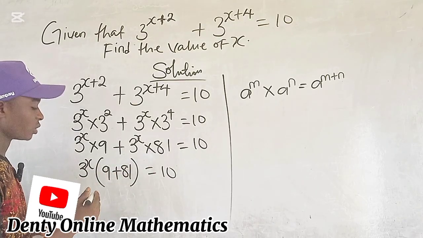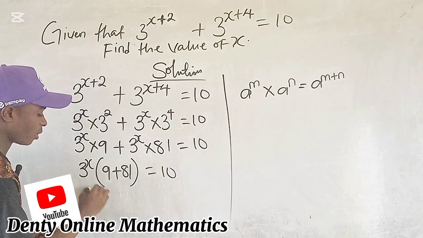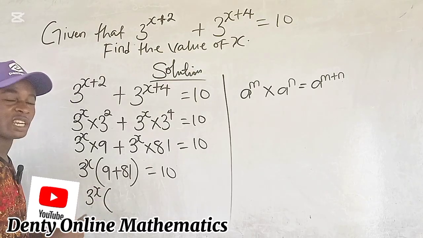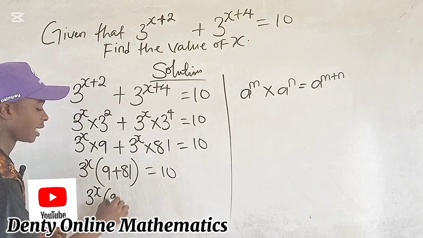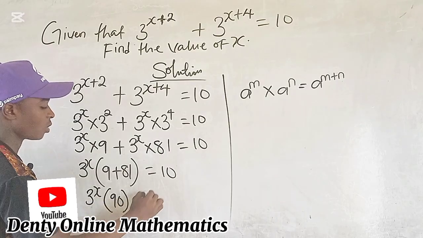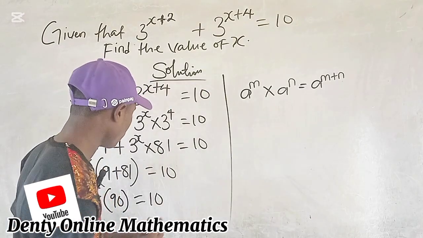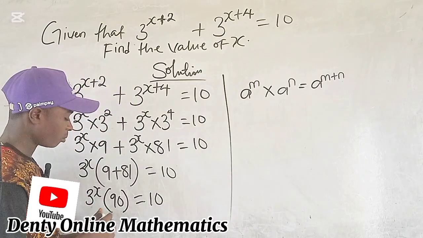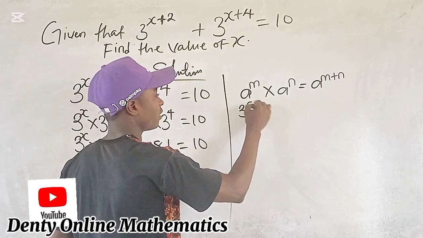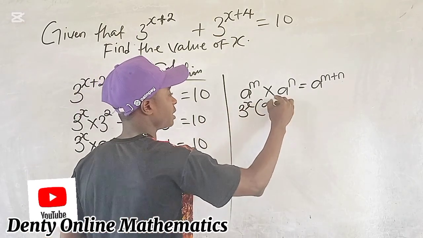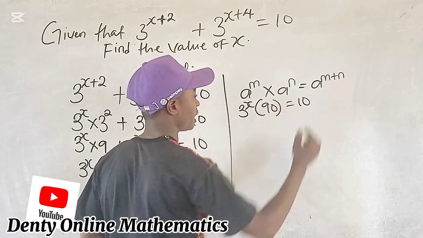Now this is what we are going to do. I'm going to have 3 raised to the power of x into 9 plus 81, which is the same thing as 90, equals 10. Now let's take all of this to this side of the board. We have 3 raised to the power of x into 90 to be equal to 10.